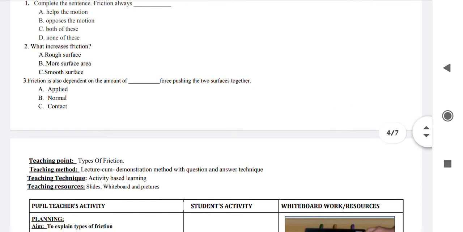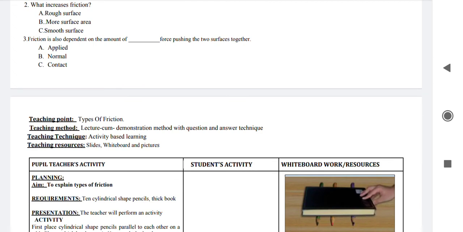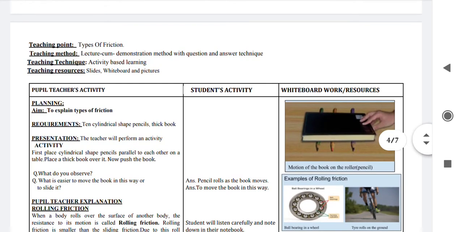Next teaching point is types of friction. In this point we have used a method lecture cum demonstration with question and answer technique. What is the teaching technique here? Activity based learning. And teaching resources: slides, whiteboards, and pictures. So here is a planning.